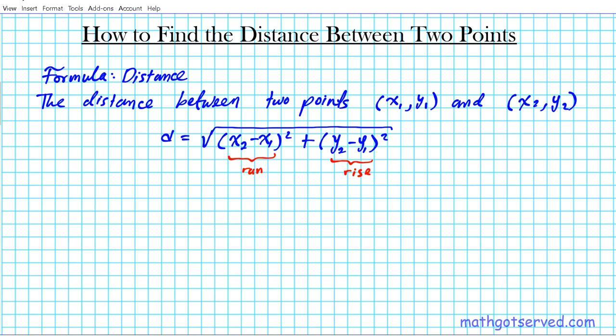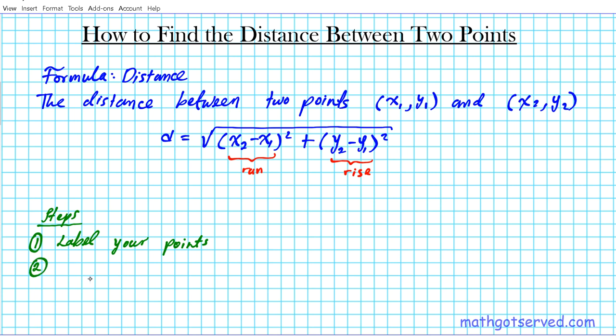Now let's take a look at the steps that we're going to be using to guide our problem solving process so that we do not make mistakes. First things first, you want to go ahead and label the points that you're given. You want to know which one is x1, y1 and x2, y2.